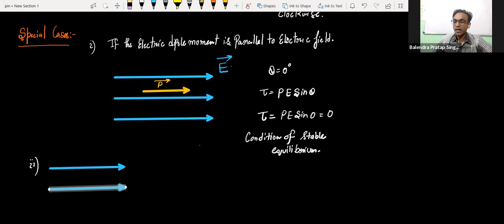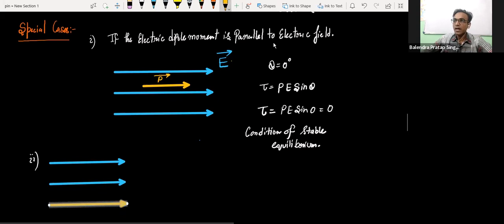And in this case, again, I put a dipole. But what I did this time, I will consider a dipole in the opposite direction of the field. Suppose I put my dipole somewhere here. Okay, so here the electric field is in this direction, and your dipole is opposite to the field.